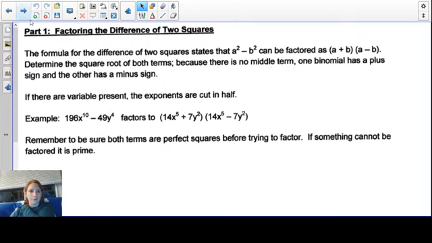Cool. Now, to factor the difference of two squares, you're going to notice that you're going to have something squared minus something else squared. Typically that's the first term, or that a is going to be an x squared with some random number in front of it or no number at all.